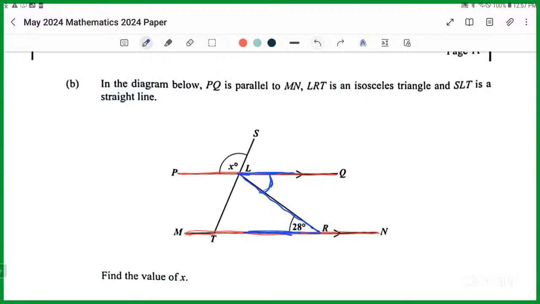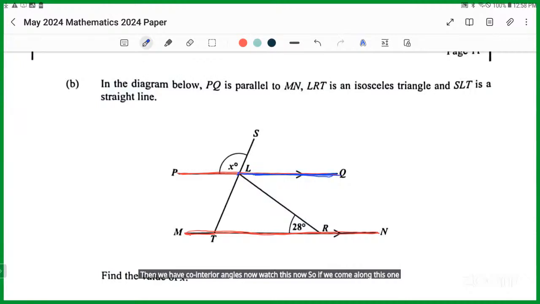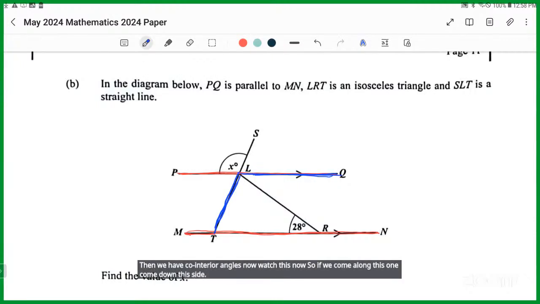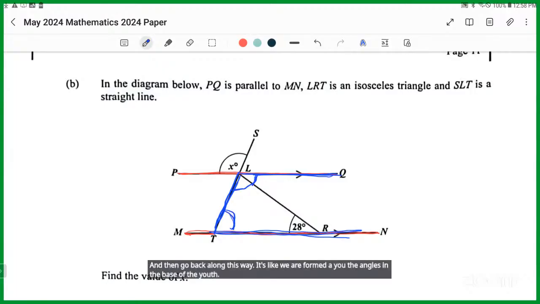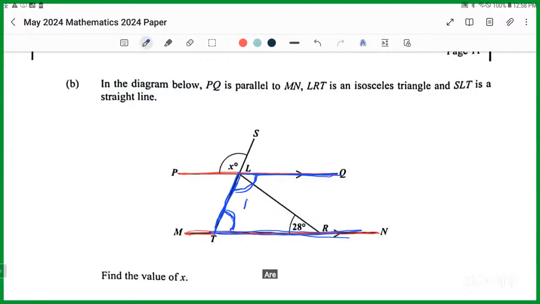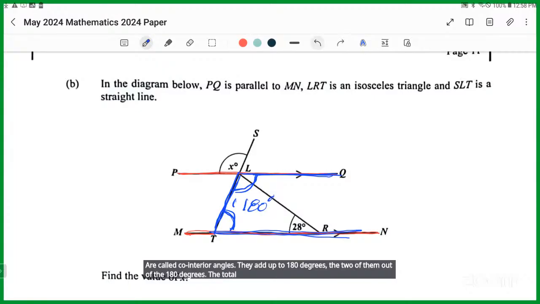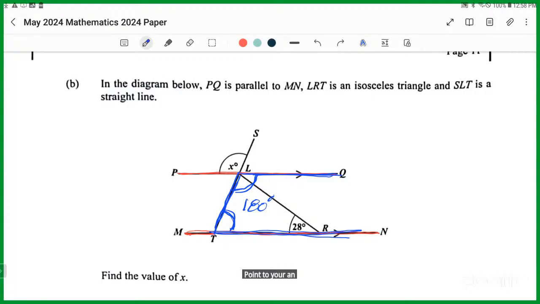Then we have co-interior angles now. Watch this now. So if we come along this one, come down this side, and then go back along this way, it's like we have formed a U. The angles in the base of the U are called co-interior angles. They add up to 180 degrees. The two of them add up to 180 degrees. They total 180 degrees. Both of them. That's an example of co-interior angles.